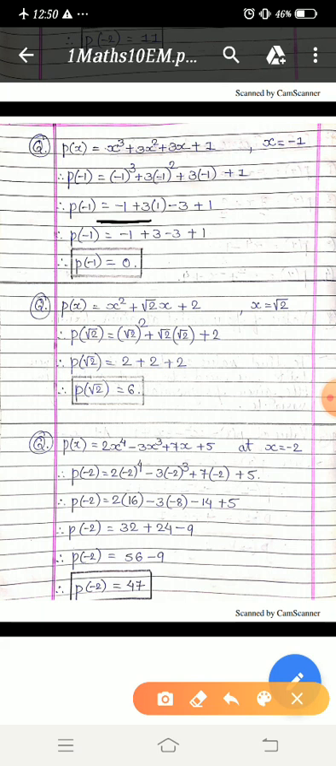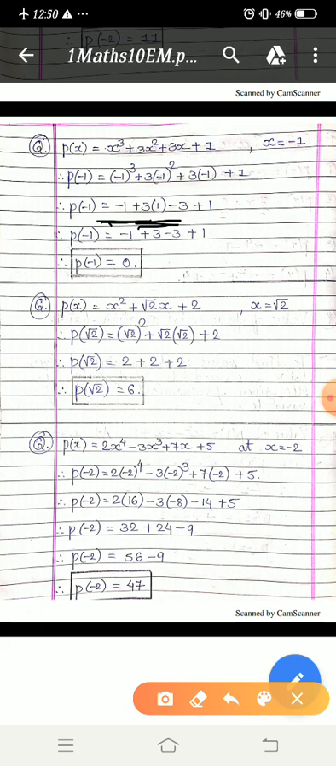Cube means that if a minus sign is there it will be minus, and if a positive sign is there it will be positive. So minus square is plus, and minus cube is minus. So minus 1 cube is minus 1, plus 3 as it is. Now the answer of a square is always positive. So minus 1 square becomes plus 1. So the answer will be plus 1.